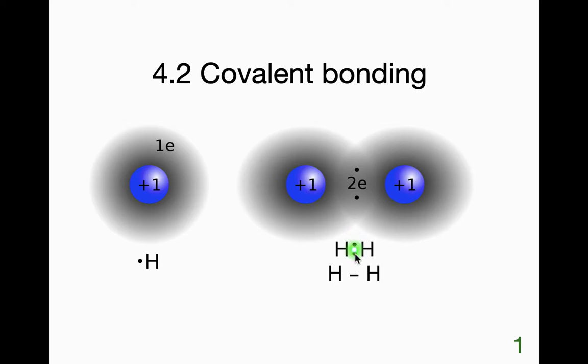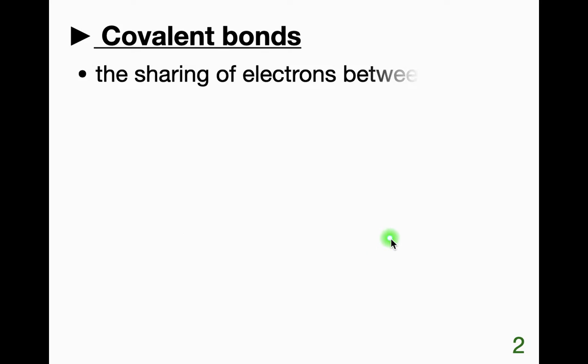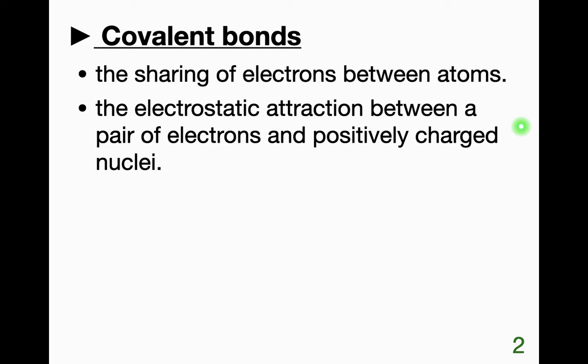Sometimes you'll see two dots to represent both electrons, but that means the same thing. We'll use the dash. A sharing of electrons, a covalent bond. Covalent bonds, the sharing of electrons between atoms. The electrostatic attraction between a pair of electrons and positively charged nuclei. So both atoms that are sharing electrons have a positive nucleus, of course, and they're both attracted to that pair of electrons equally.